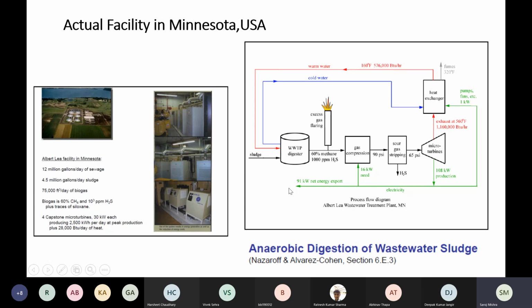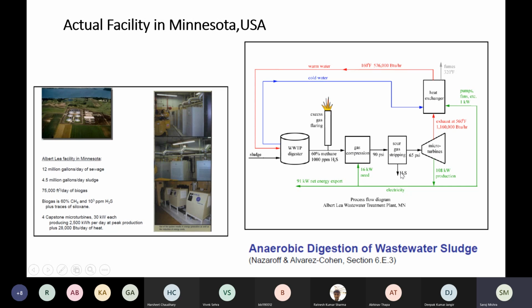you have your usual aerobic activated sludge process, and what we are beginning with is the sludge going to enter into this wastewater treatment plant digester. So this is not the aerobic activated sludge, but a digester used for anaerobic digestion. Methane is produced along with 1000 ppm of hydrogen sulfide. Excess gas can be flared out if you can't consume it in the same day. So a lot of biogas can be flared and allowed to go into waste. But the remaining methane is compressed, and then sour gas stripping.